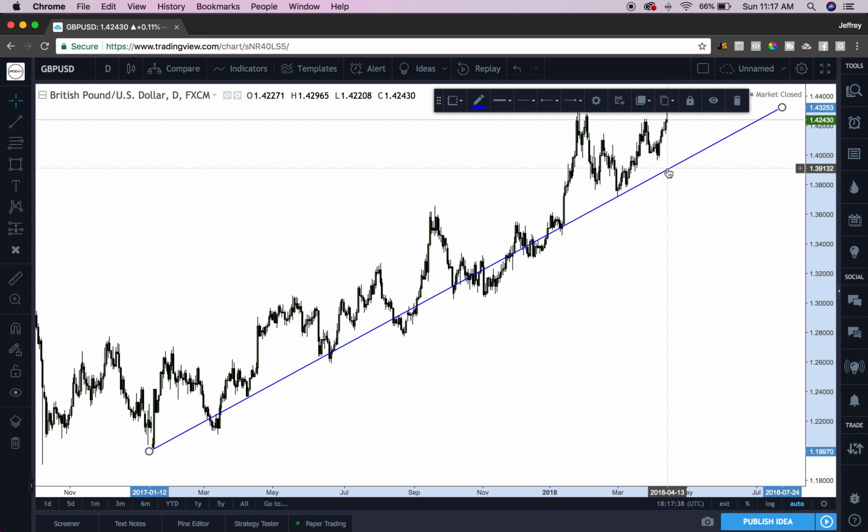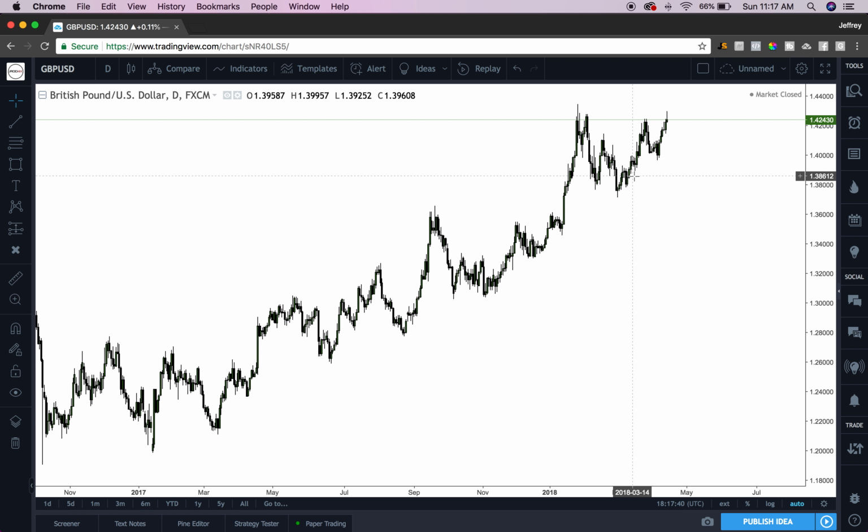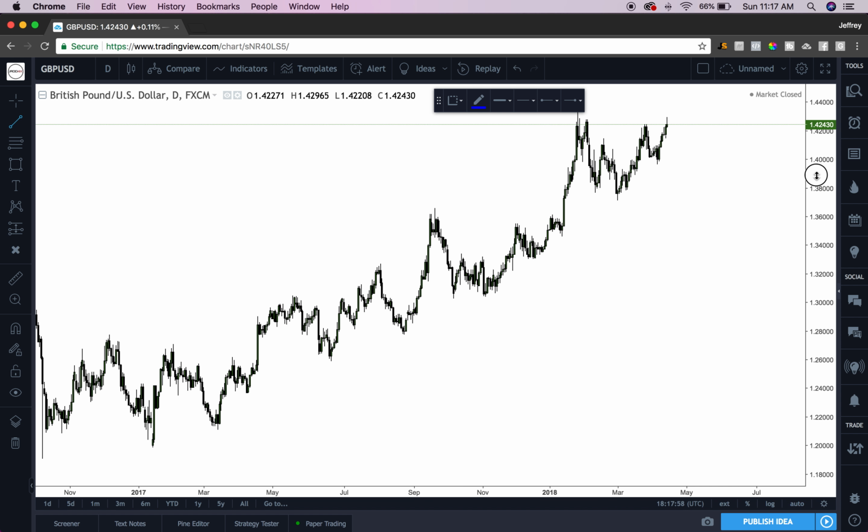So does this correlate with what I've just said about Euro GBP? Yeah, right? If Euro GBP is moving lower, GBP USD looks like it wants to move higher, and that could indicate our bearish bias for the dollar index, right?